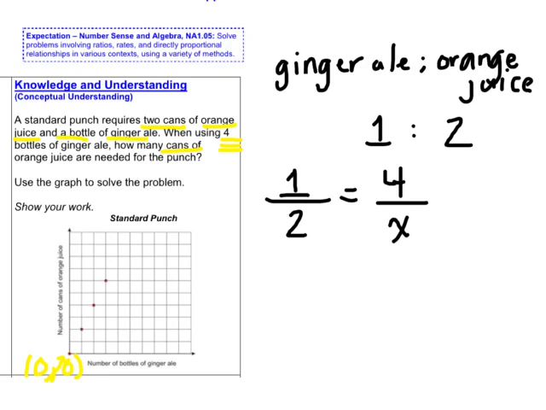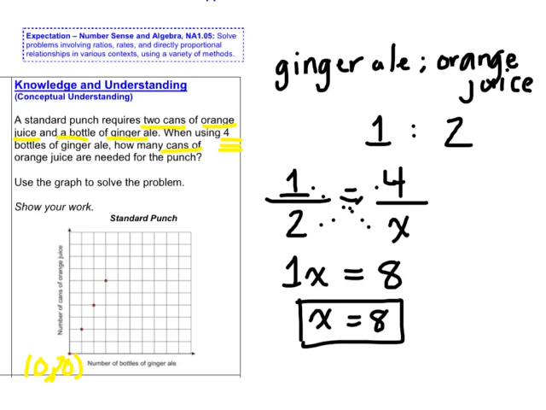These equations are equal to each other because as we're increasing the amount of ginger ale, we must increase the amount of orange juice by the same rate. So we can solve this by cross multiplication. 1 times x is 1x, and 2 times 4 is 8. Therefore, if we have 4 bottles of ginger ale, we need 8 cans of orange juice because, as we just found, 4 over 8 equals 1 over 2. These are equal to each other.